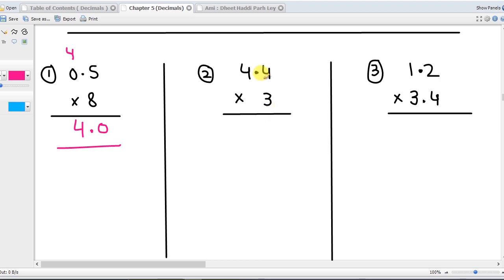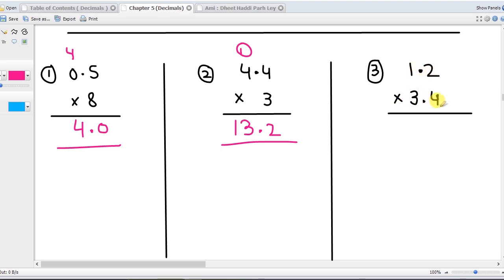Next, 4.4 times 3. So simply forget this decimal point, consider this 44 times 3. We'll deal with the decimal point at the end. 4 times 3 is 12. Write 1 at the carry. 4 times 3 is again 12 and plus 1, 13. Now in the question, how many digits are there after the decimal point? There's just one digit, so we have to place the decimal point in a position so that it will also contain one digit after the decimal point. So final answer is 13.2.